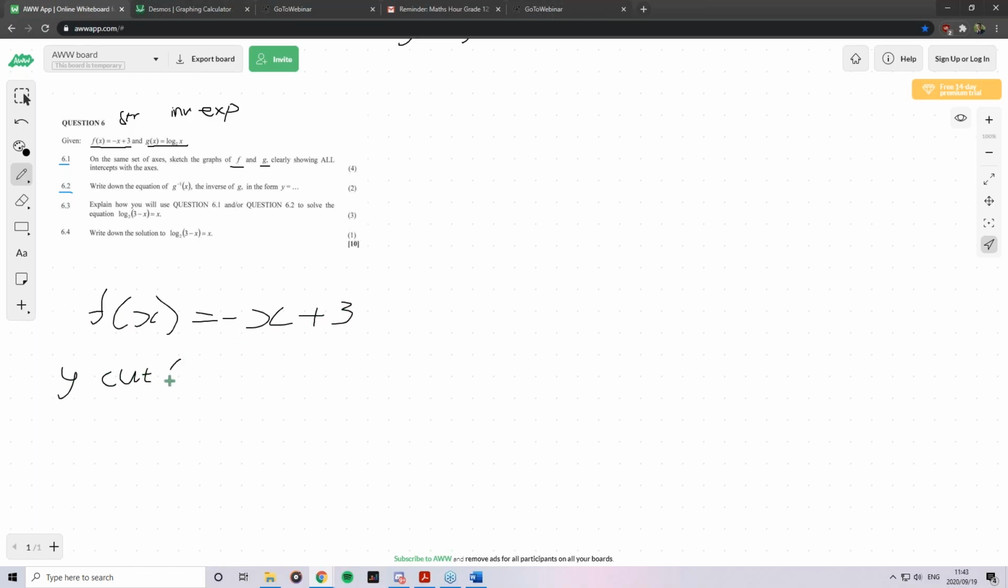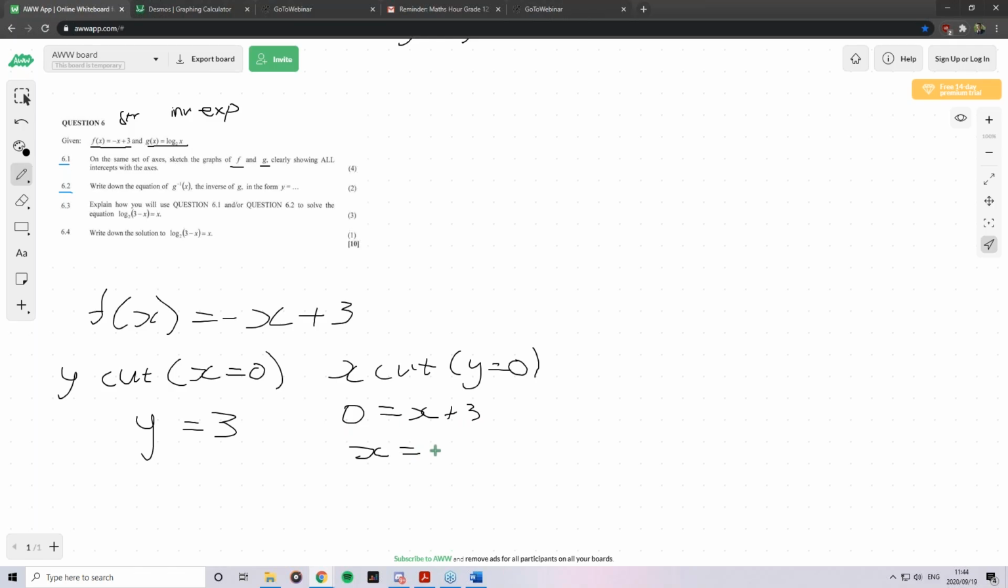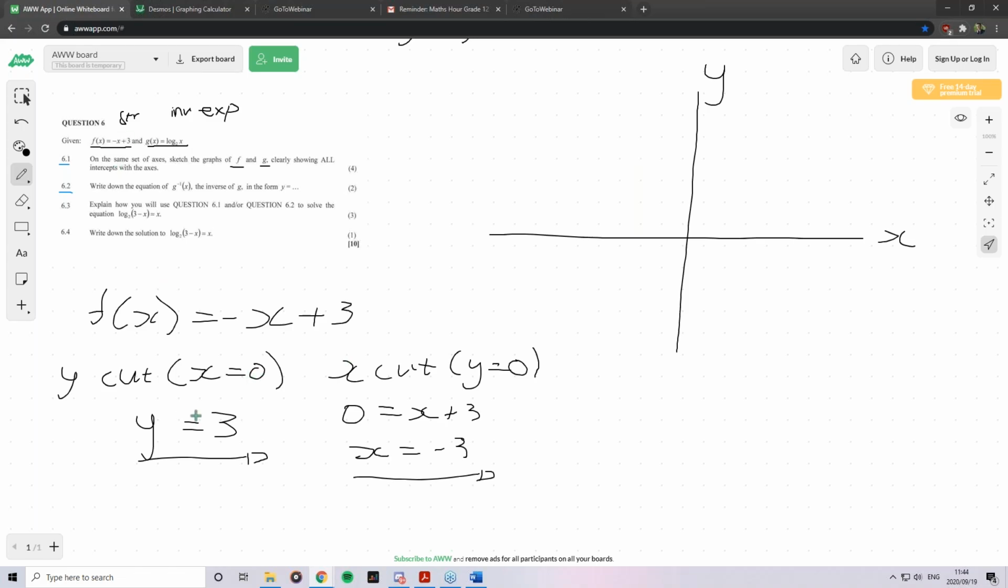Let's solve for the y cut: make x equal to 0, y is equal to 3. I'm just saying y equals minus 0, just 0 plus 3. For the x cut, y equals 0, so 0 is equal to minus x plus 3. Well, my bad, sorry. I noticed something: y equals minus x plus 3, minus x is equal to minus 3, and I have x is equal to 3. So x is equal to 3 here.